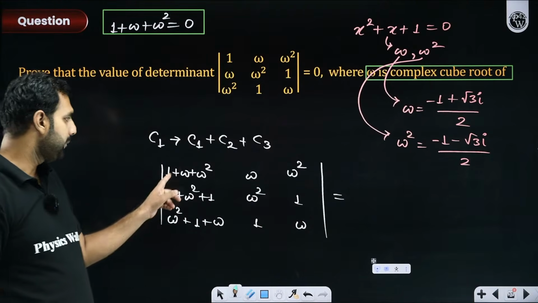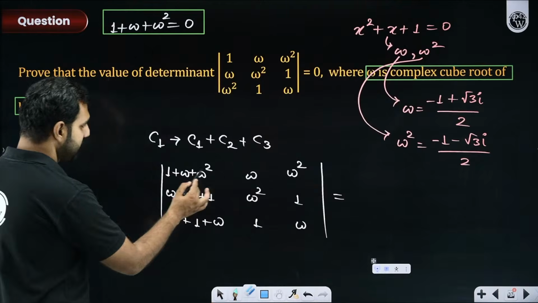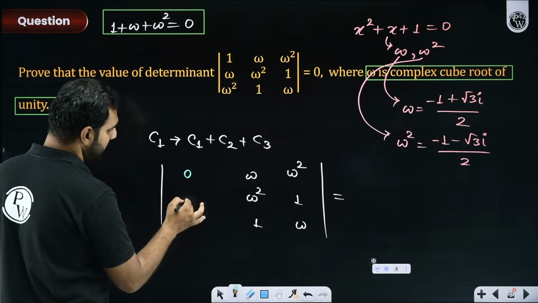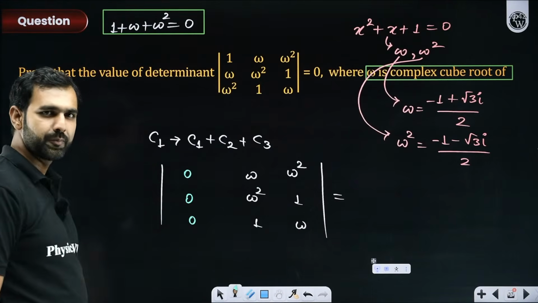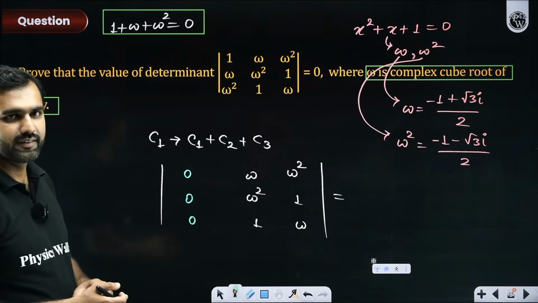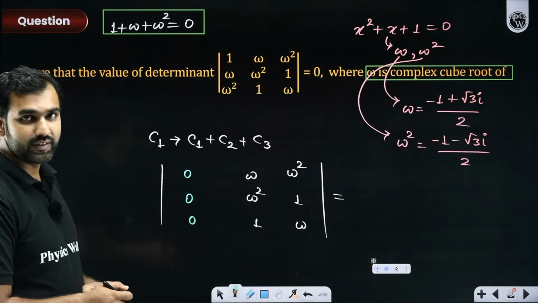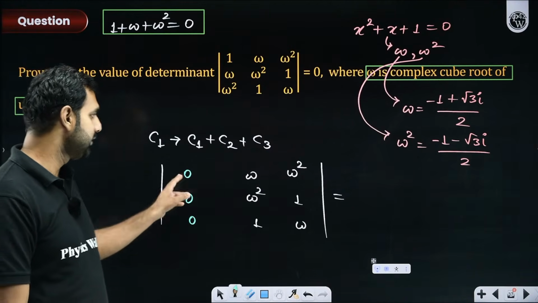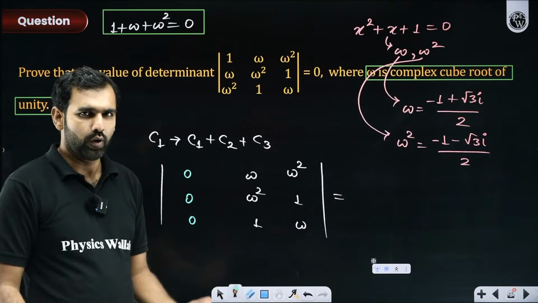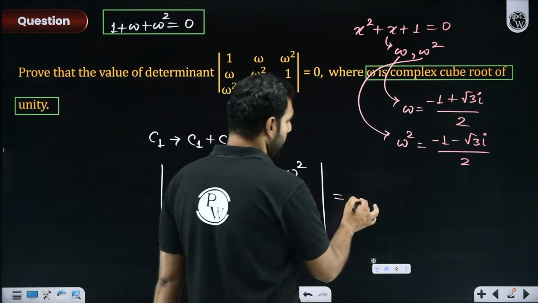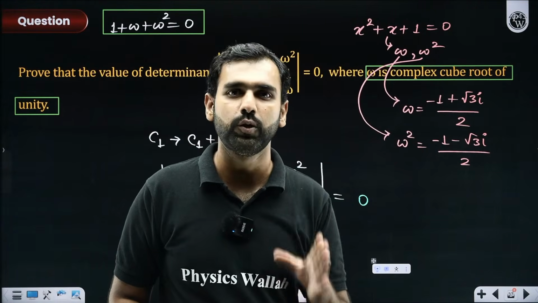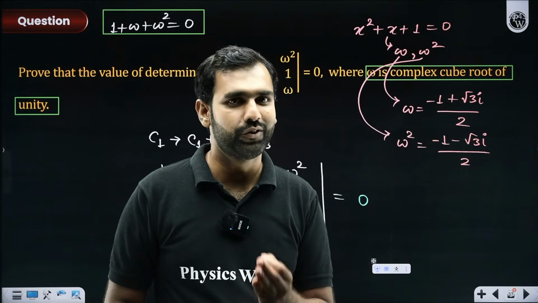Anyone? 1 plus omega square is 0. So this is 0, this is 0 and this is also 0. So all these entries in the first column are 0. Yes or no? And if all these entries in the first column are 0, will I not say the expansion of this determinant is 0 into its cofactor plus 0 into its cofactor plus 0 into its cofactor? Even if you follow the sign scheme, it will be 0, because if any row or any column of a determinant contains all the values to be 0, its value is going to be 0.